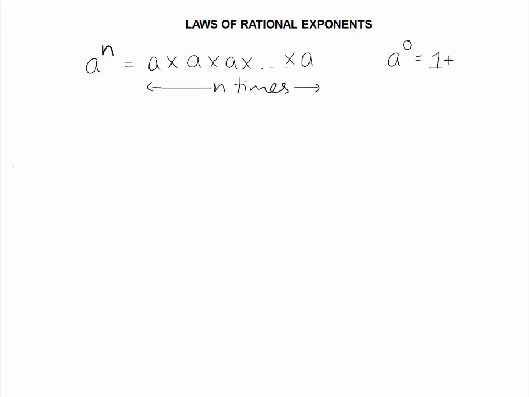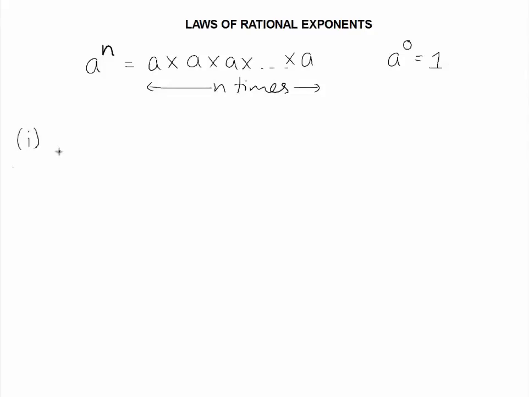So what are rational exponents? Most of us know if I take a to the power n, where n is an integer, in that case a to the power n will be equal to a multiplied by a multiplied by a, n times. We also know if I take a to the power 0, this will give me 1. Now let's see the laws of rational exponents.